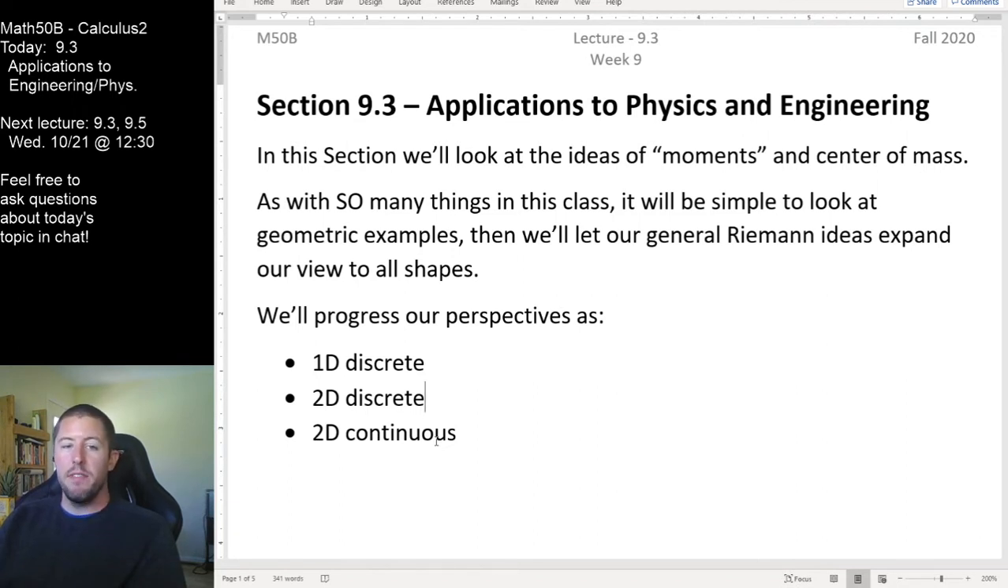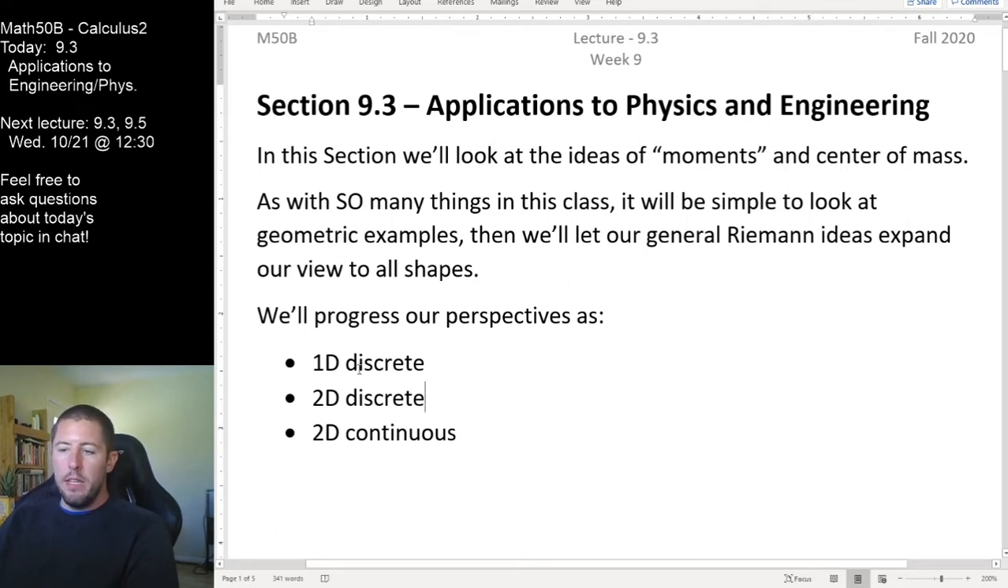They're just problems that you might have seen in like a high school physics class. The third bullet point here is really our goal for the day, which is to step those ideas up to an integral continuous scenario to talk about the center of mass of any 2-dimensional object. So that's really our goal here today.